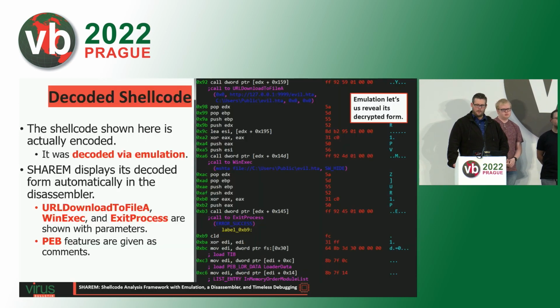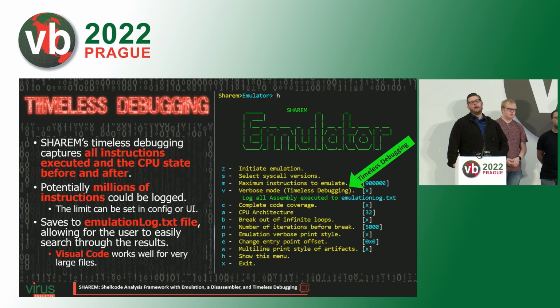So again, here's another example of a decoded shellcode. We're able to see several different APIs identified for us. Timeless debugging can be extremely, immensely beneficial in analyzing a shellcode, or really anything. What this will do is log all CPU instructions executed by the shellcode throughout the life, the history of the shellcode from beginning to end.